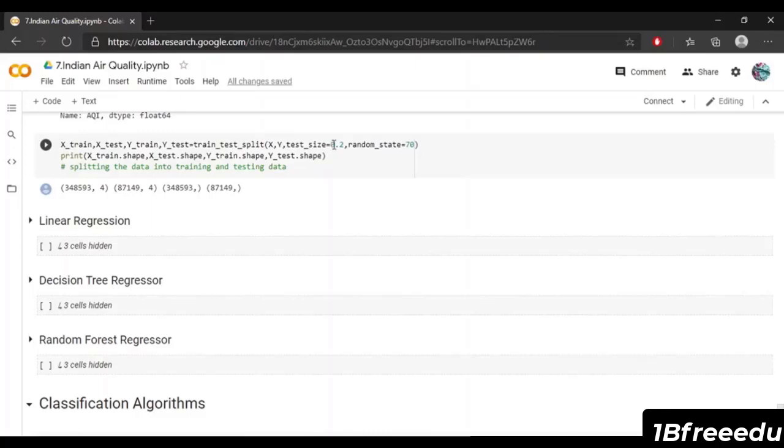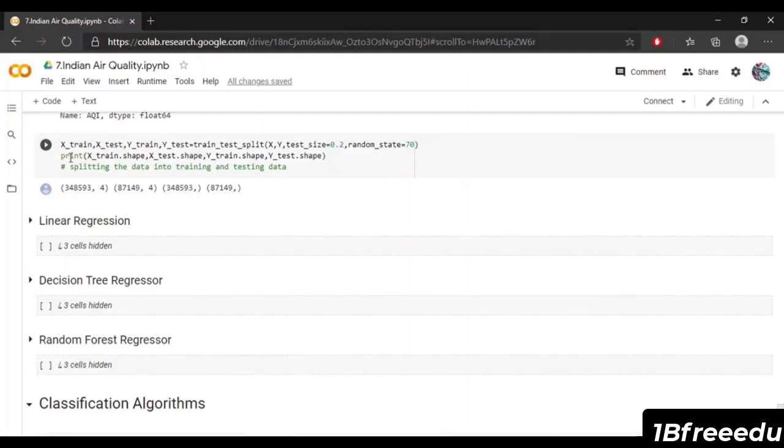So if we change the value from 0.2 to 0.3, then our training size will become 70% and our test size will become 30%, and 30% of the data will be used for testing purpose and 70% will be used for training purpose. So this is what this test size tells. And then we have given a random state. So what random state will do is that let's say among 5 people, 2 people use the same random state. Here in our case it is 70, then those 2 people are going to get the similar results.